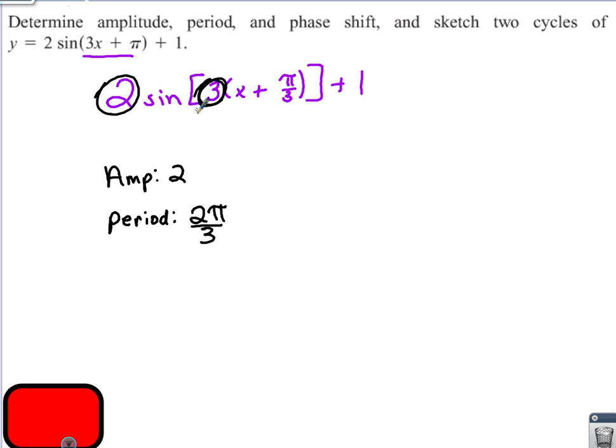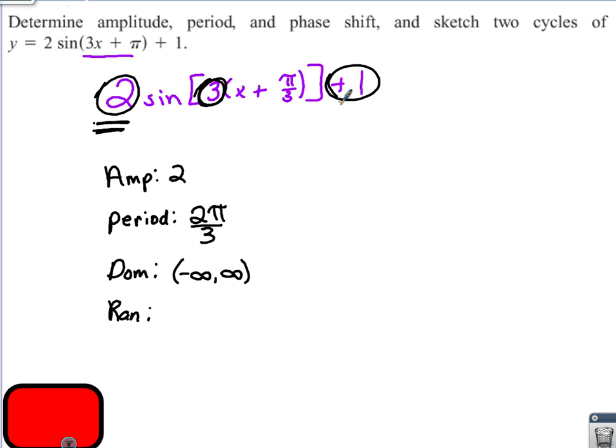Right. The domain and range, I hate to even put domain because it's always the same thing. Range. This is a nice one. You have two factors that are changing your range. That is, it's twice as tall and it's shifted up one.